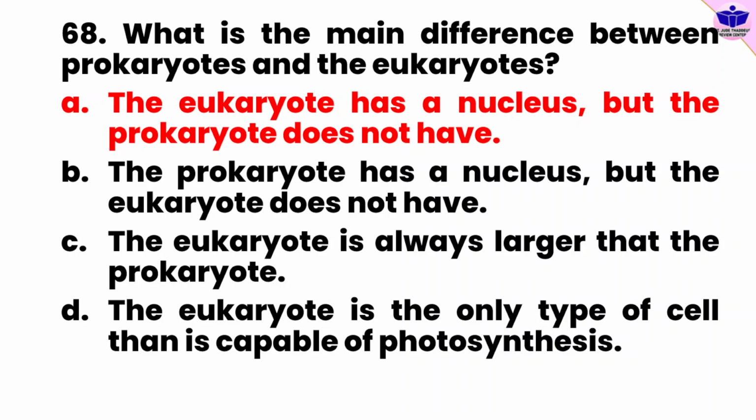Prokaryotes are bacteria, and bacteria, they don't have a nucleus. Okay, letter B is obviously wrong. Letter C, eukaryote is not always larger than prokaryote because there are bacteria with the same size as a eukaryotic cell, especially protists. Protists are similar in size to bacteria. Eukaryote is the only type of cell that is capable of photosynthesis? No, prokaryotes can also do photosynthesis, in particular, cyanobacteria.